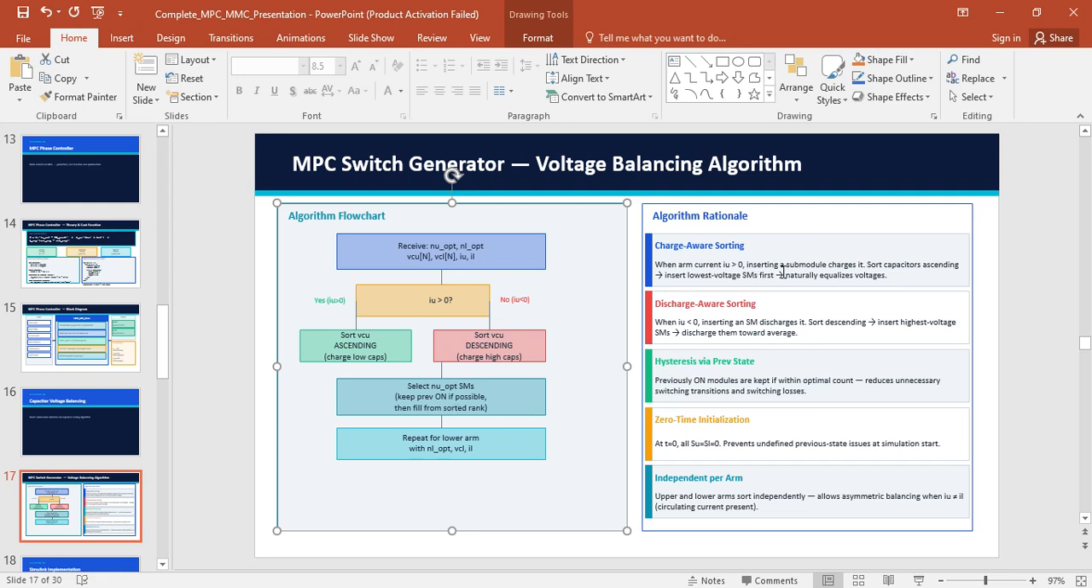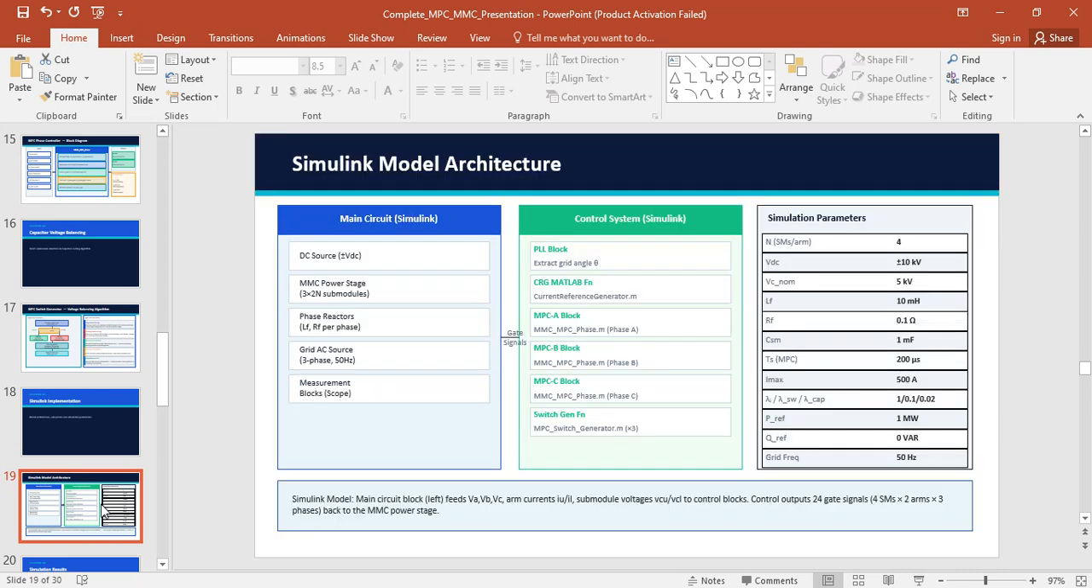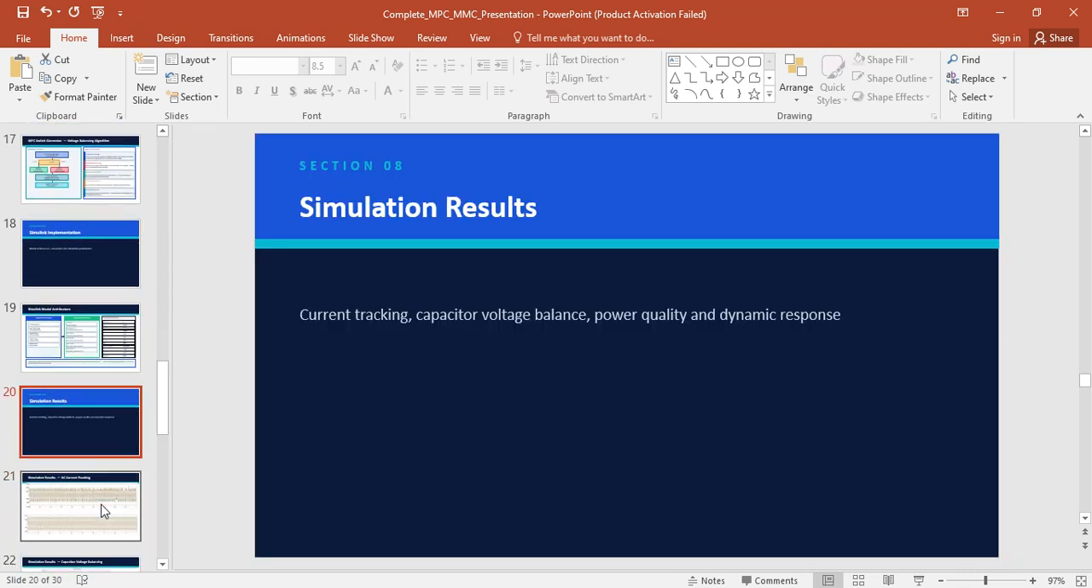So the algorithm rationale is basically explaining each and every step taking this. All right. So in the Simulink, let me show you the Simulink.